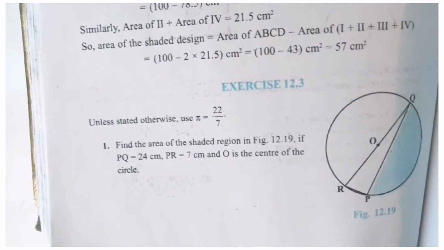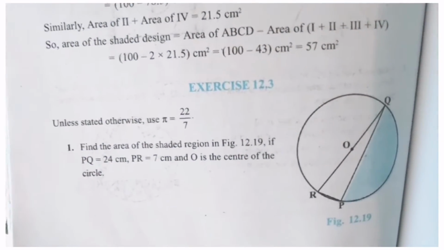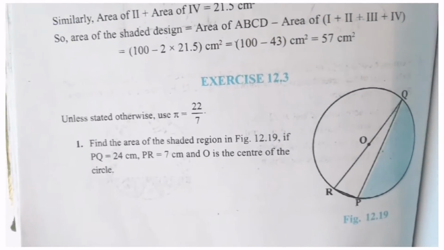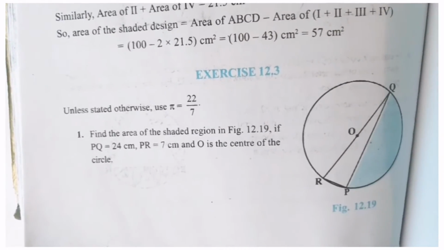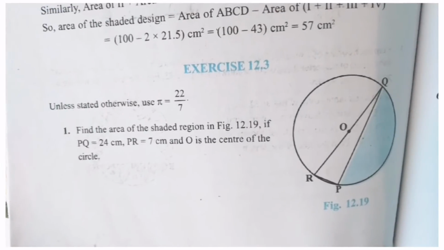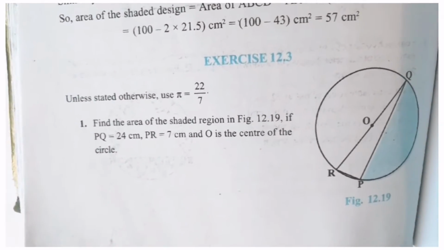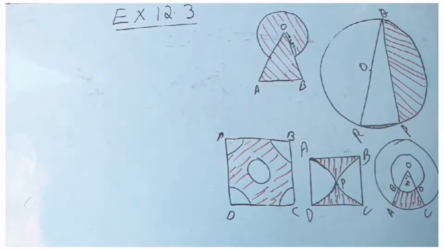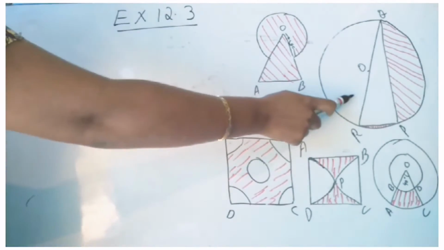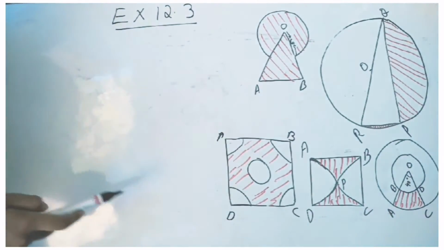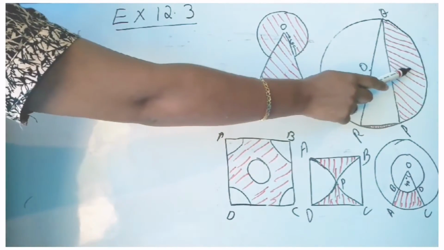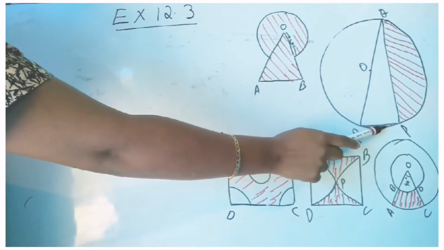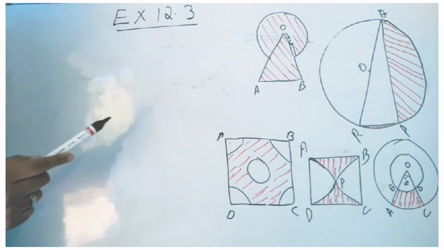First question. Find the area of the shaded region in figure 12.19 if PQ is equal to 24 centimeter and PR is equal to 7 centimeter and O is the center of the circle. This is our figure, and we need to find the area of the shaded region. This is our shaded region and this small portion is also our shaded region.